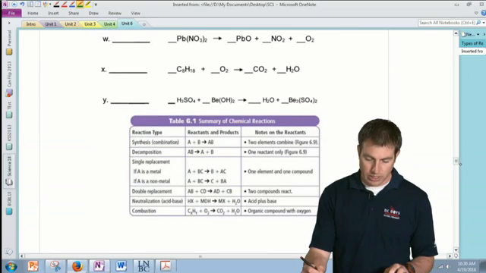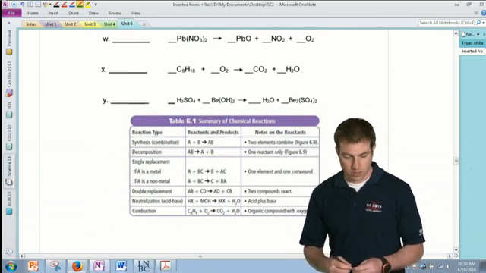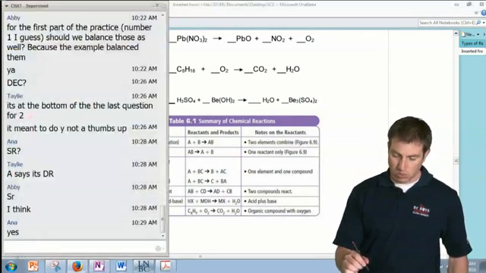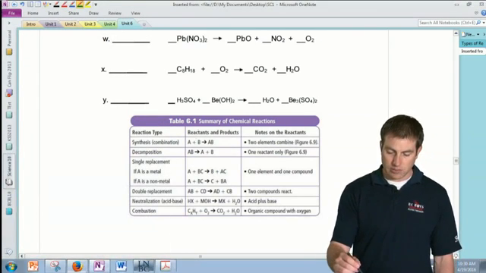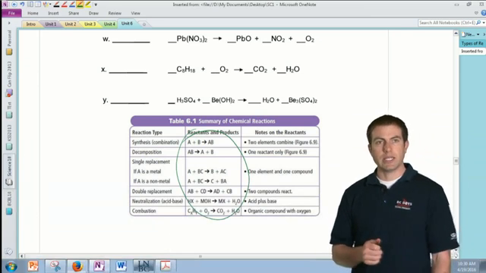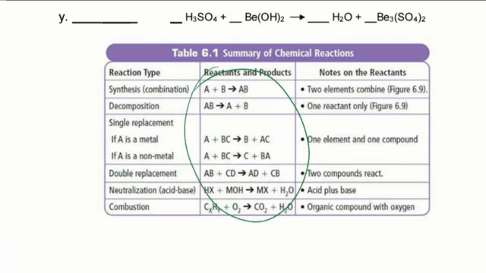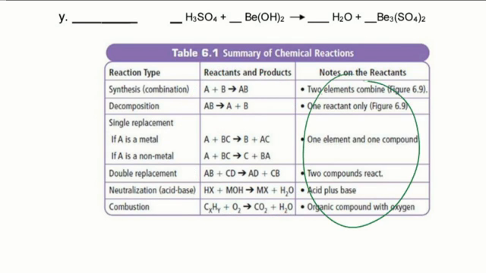And there you go, Taylor. Thank you for identifying where that table was. This is what I was looking for. You can see that it gives you a basic breakdown of each one of the types of reactions, and it gives you words to kind of describe what's going on. So if you start with two elements combining, you end up with a synthesis. One reactant only, decomposition. One element and a compound, single replacement.